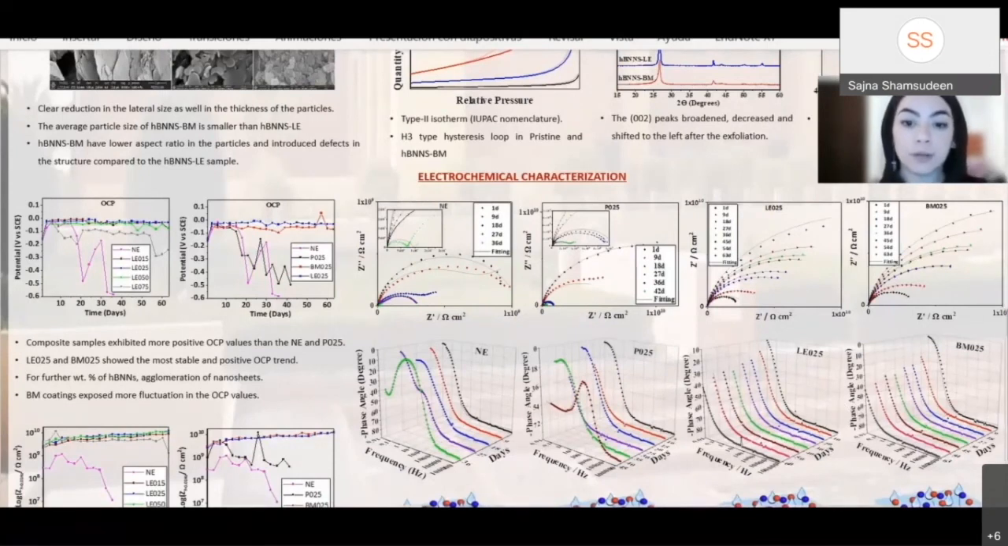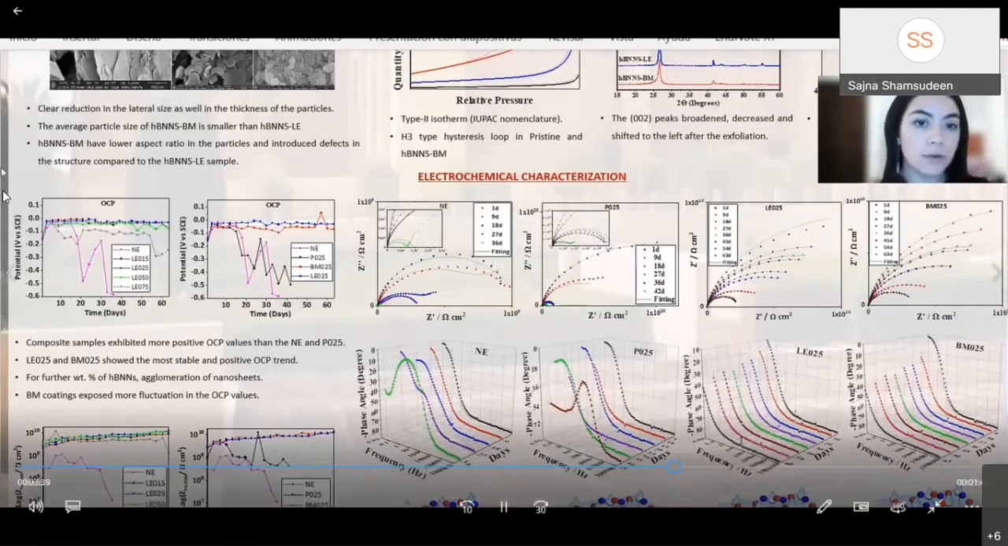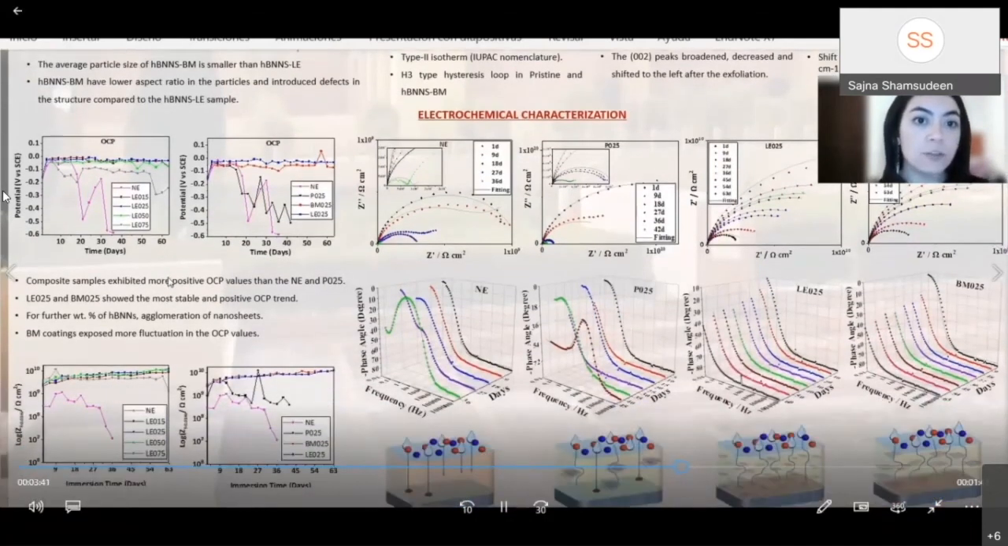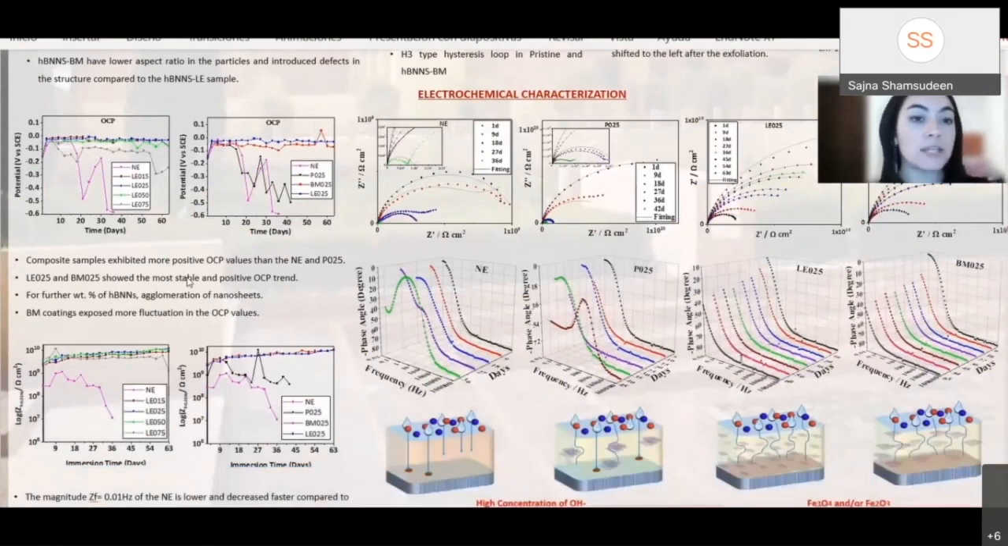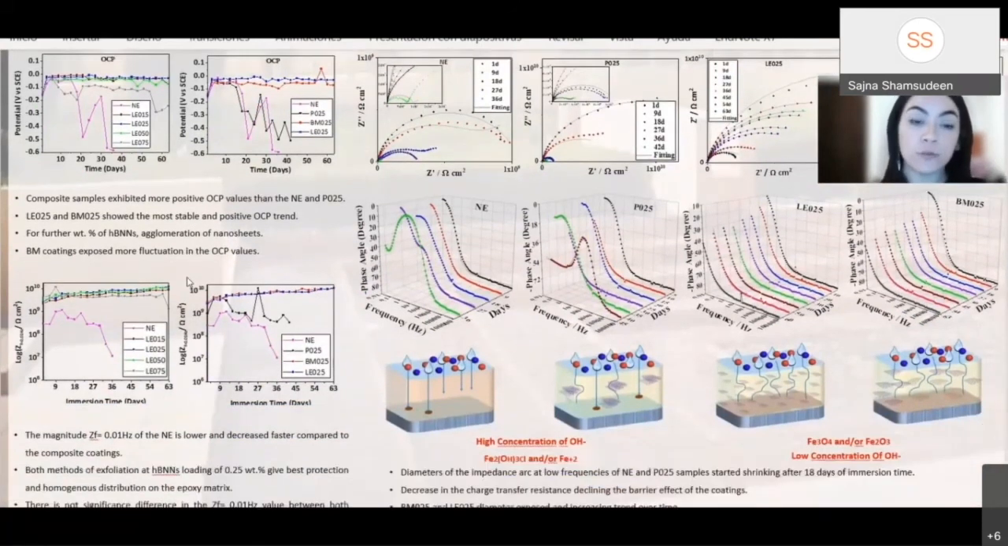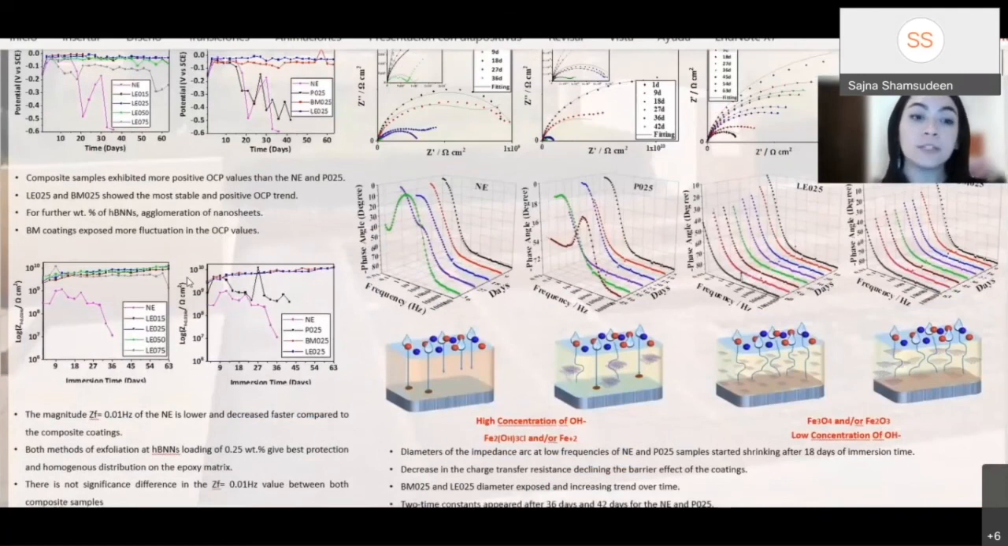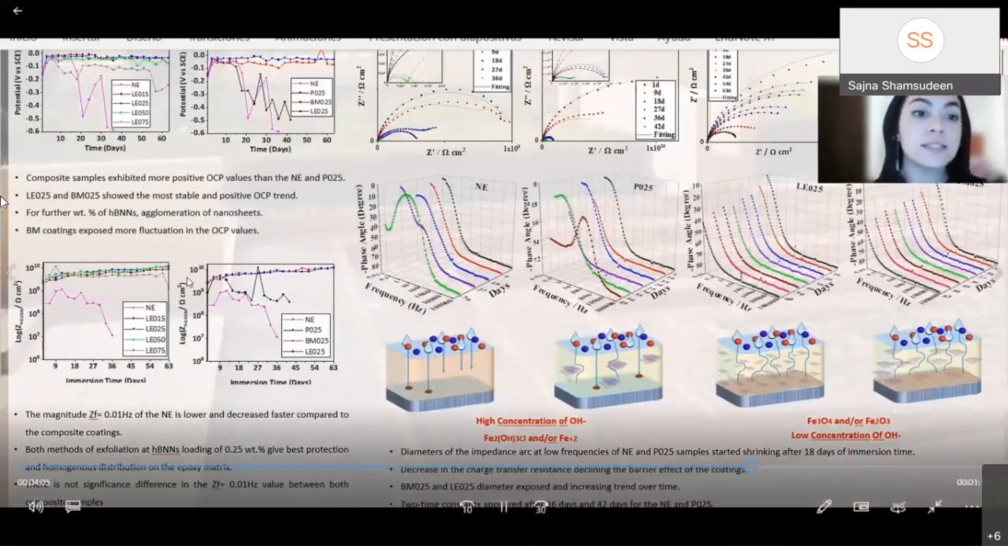Now, on the left side of the screen, the variation of the impedance modulus at the lowest frequency is observed. From the figure, it can be concluded that the magnitude of the neat epoxy and the pristine sample is lower and decreases faster compared to the composite coatings. However, for the liquid exfoliation 0.25 and ball milling 0.25, the impedance modulus magnitude exposes an increasing trend over time and is very similar. As mentioned before, the formation of the rust layer could delay the corrosion process, increasing the charge transfer resistance. This scenario is the same for all coatings.